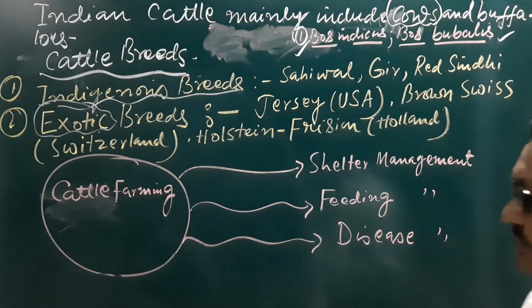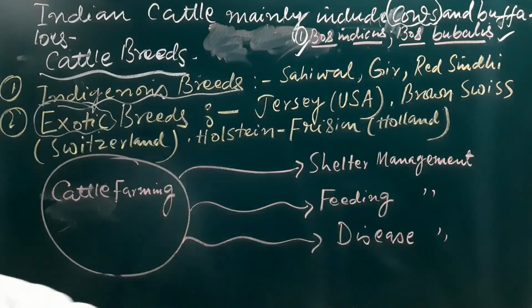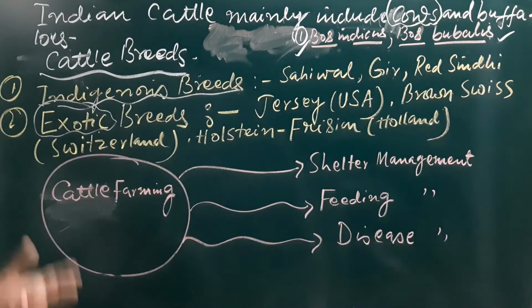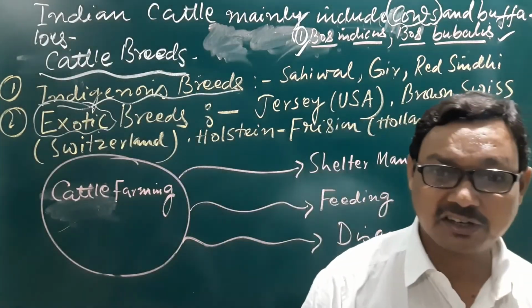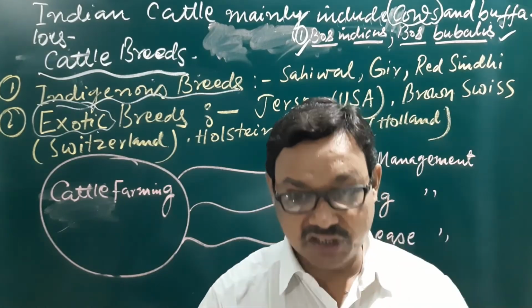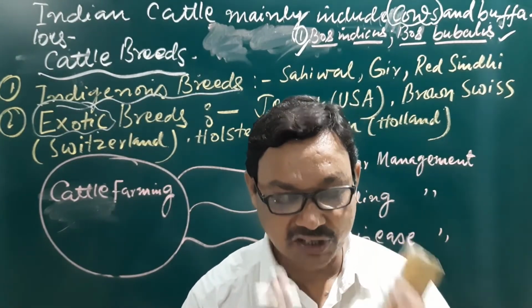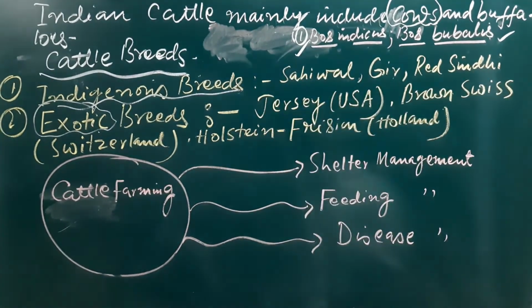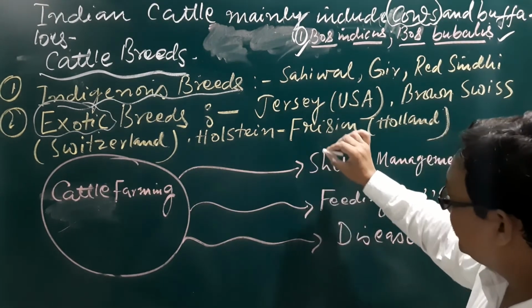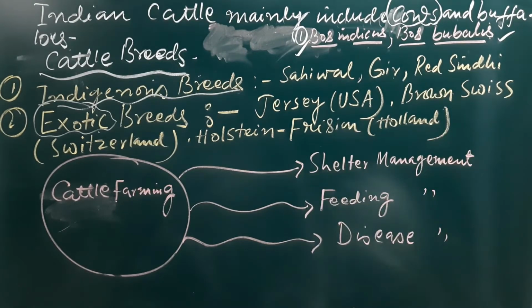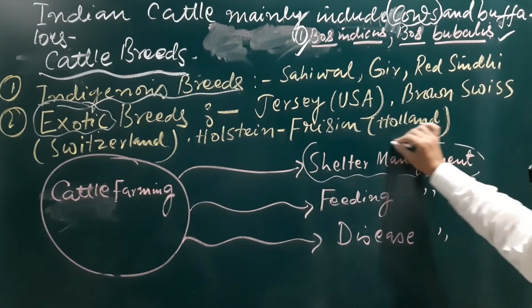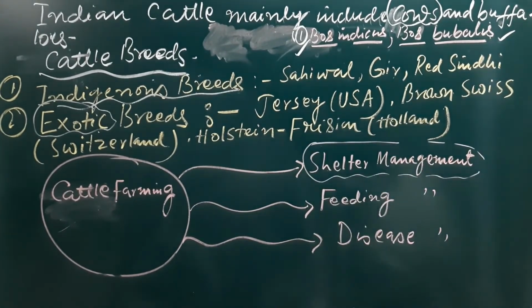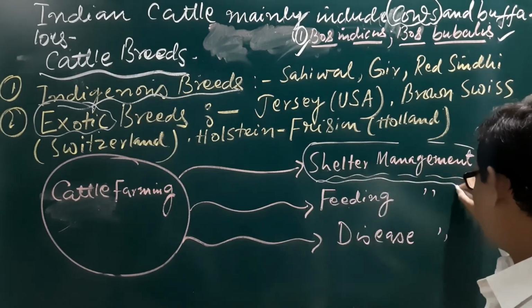And what is the management? What things are included under cattle farming? You have seen that under animal husbandry there is rearing, caring, feeding, breeding, and giving them protection from different types of diseases. That means we need three important fields for cattle farming. The first one is shelter management. Number two, feeding management, which is a very important part.